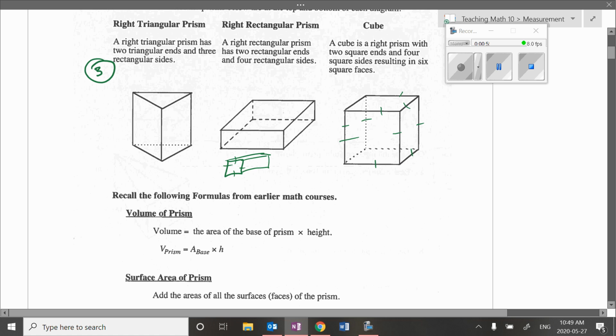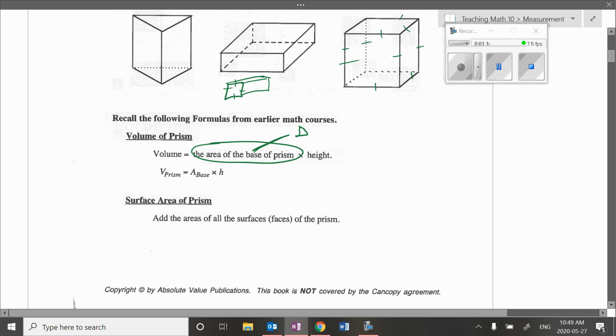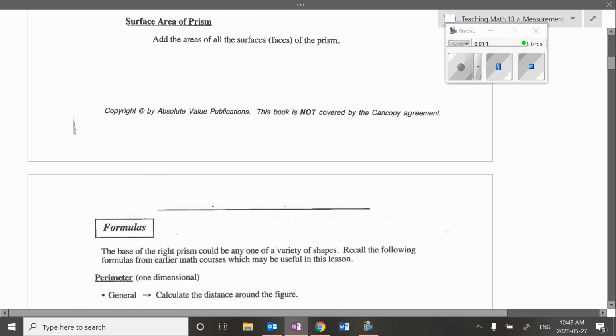Knowing this, the general formula for volume is the area of your base of your prism times the height. Remember, the base is the most identifying shape. So for a triangular prism, it's a triangle. The rectangular prism, it's a rectangle, etc. Surface area is the area of all the sides. That's fairly straightforward.